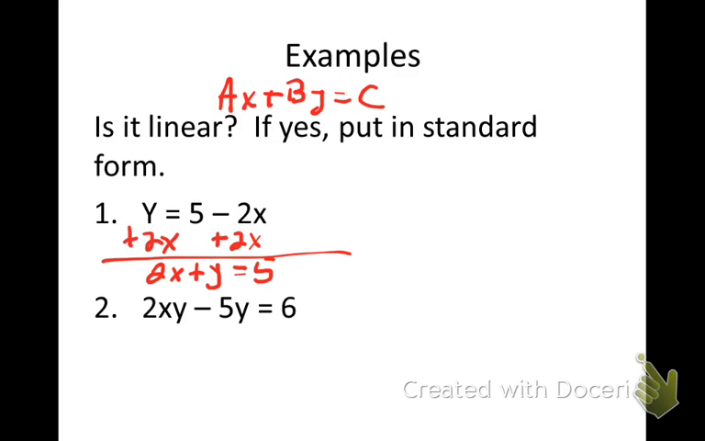Yes, go through those things. A, which is 2 in this case, is greater than or equal to 0. X and y are both there, so nothing's 0 there. No fractions, nothing goes into 2, 1, and 5. So this is yes, it is a linear equation, and now it is in standard form.